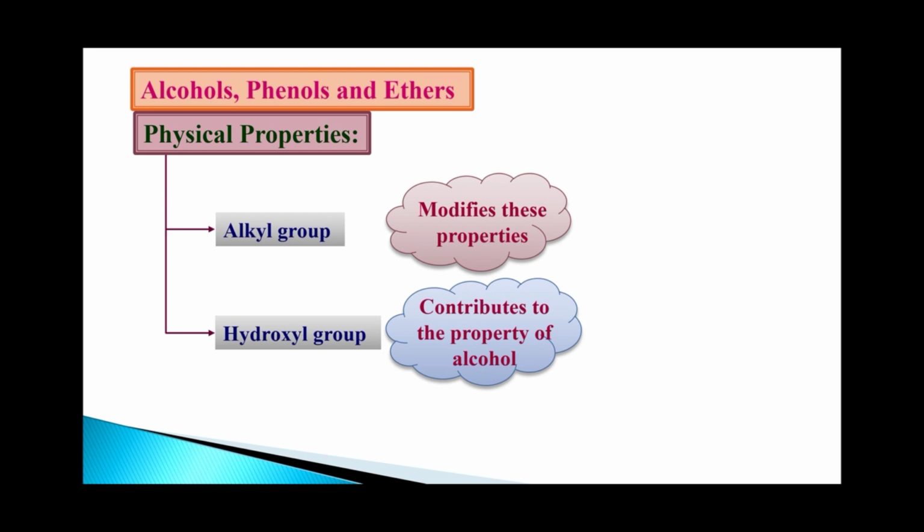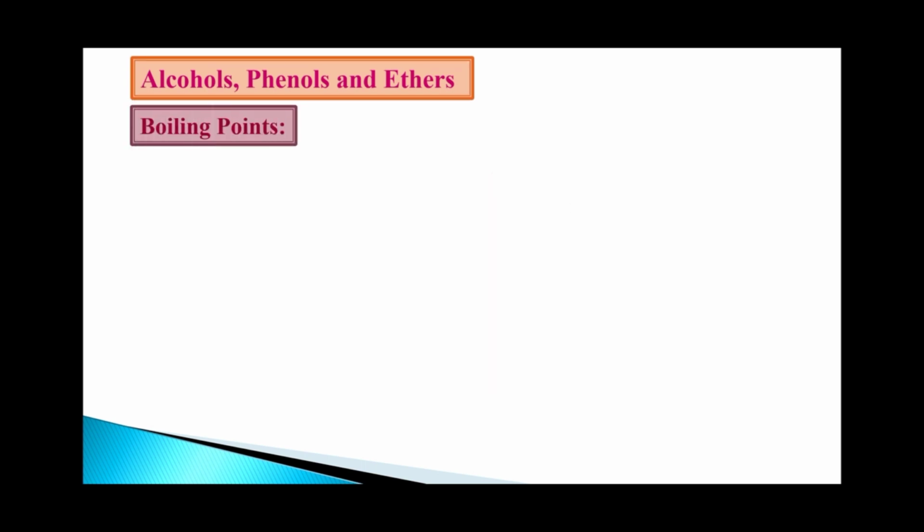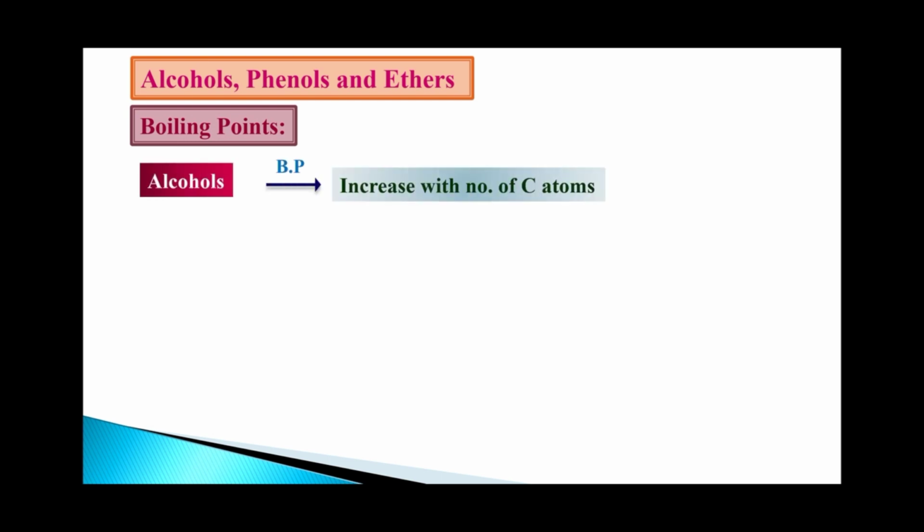In today's class we are going to see some of the properties, like boiling point and solubility, and how they vary with respect to the hydroxyl group. So let us start with the first one, boiling points. The boiling points of alcohols increase with an increasing number of carbon atoms.